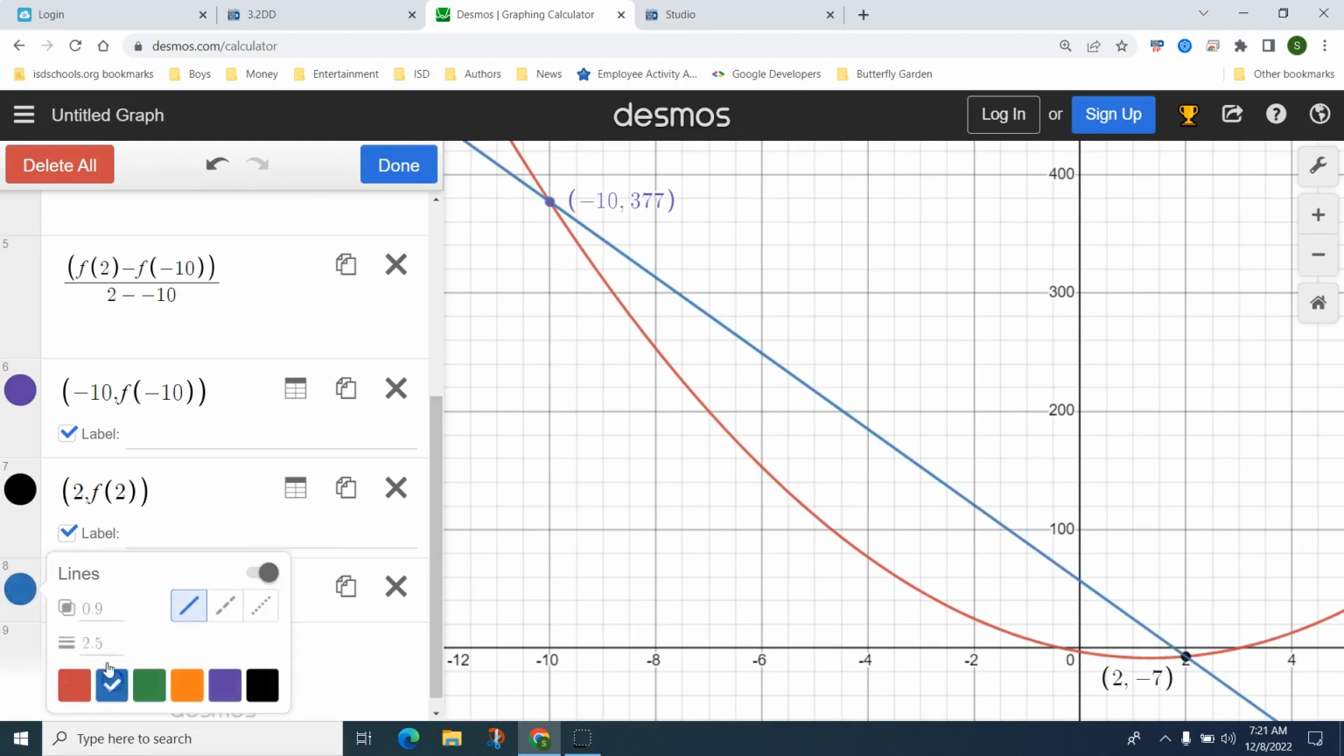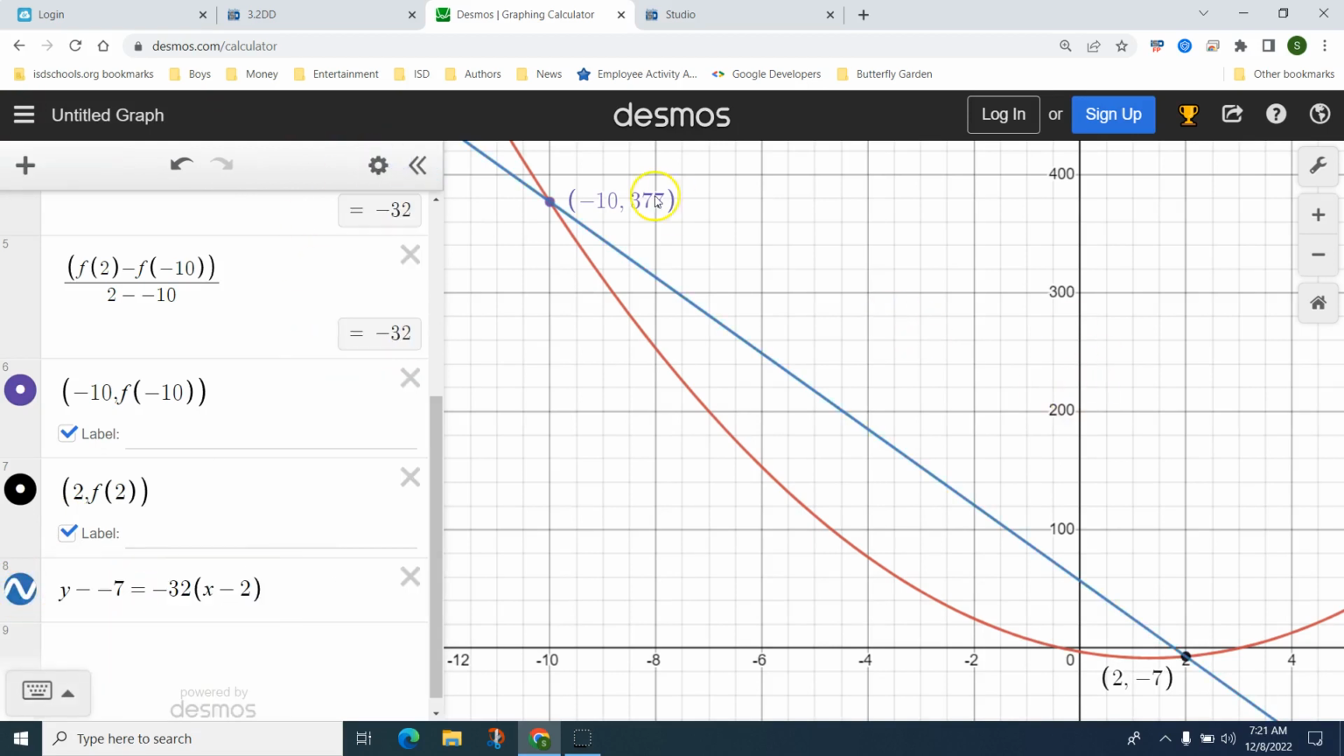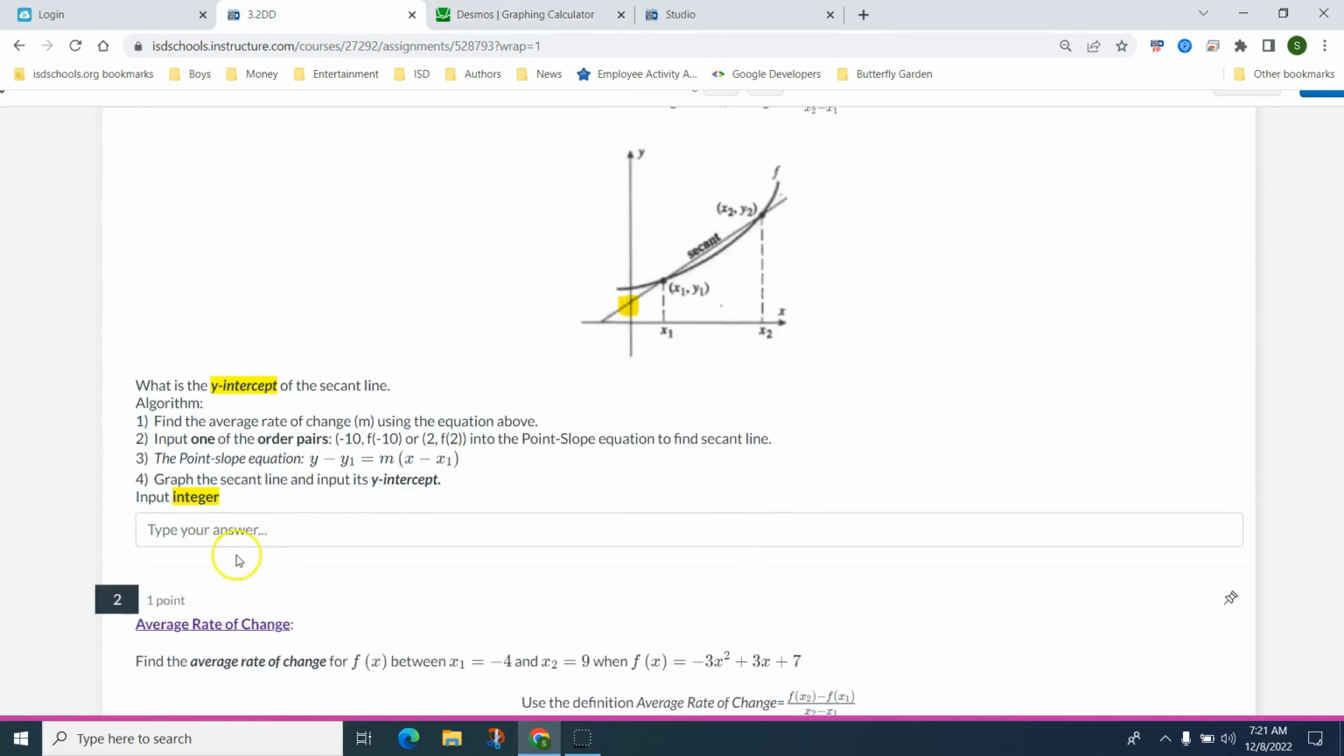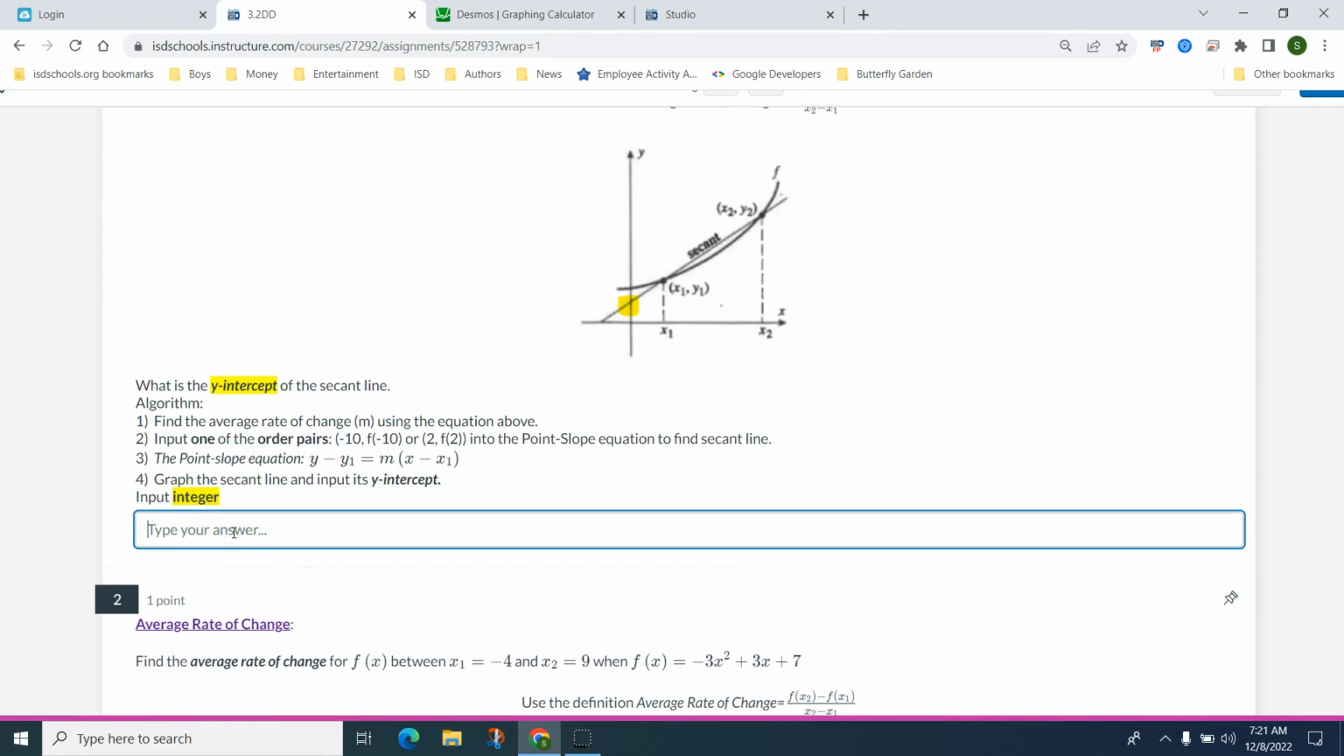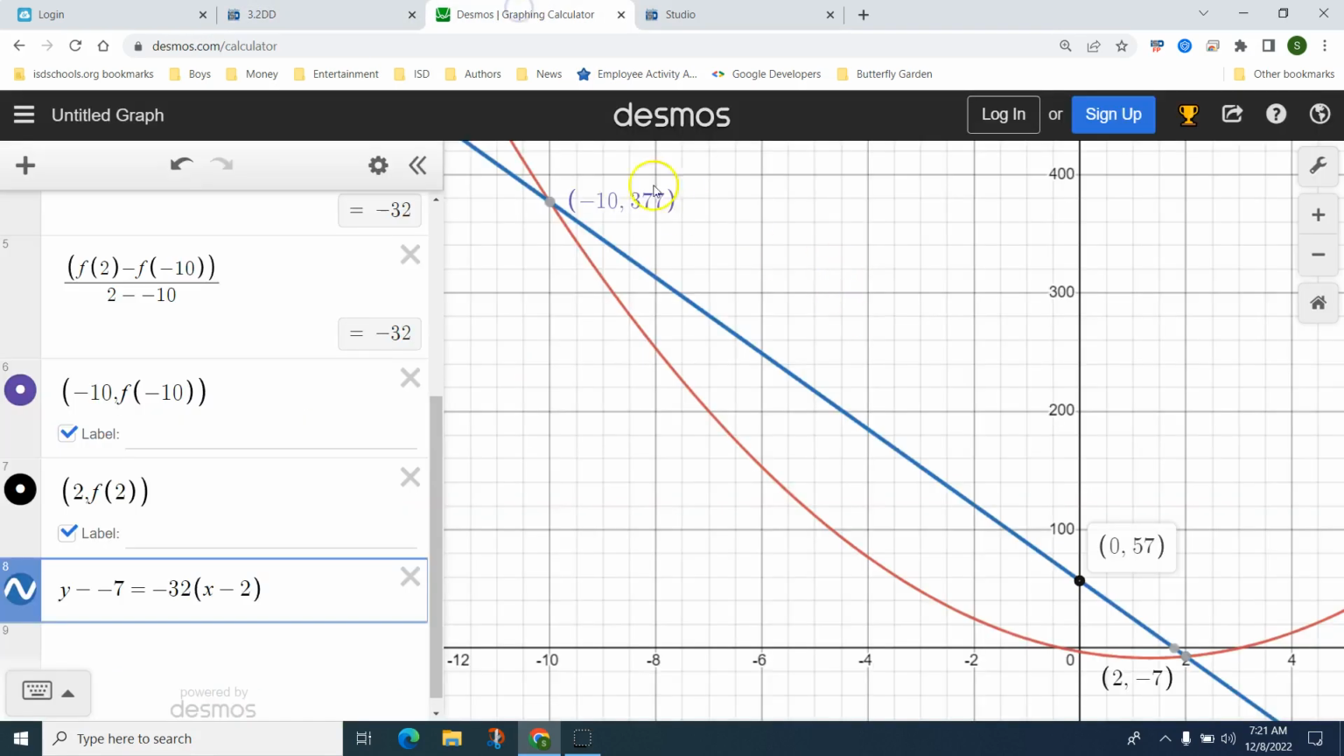Let's change that to a blue. And here's my secant line. Goes through both my points, so I know it's checked. Question says, what's the y-intercept? My y-intercept is 57. So I put it on at 57. And I am done. So that is graphing the secant line. You can see my secant line, it goes through twice.